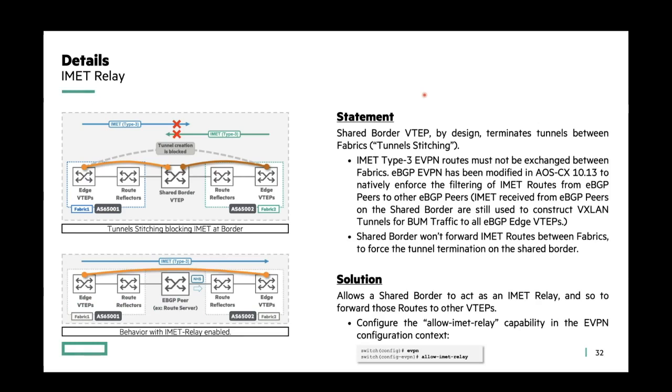So that's why a new command has been introduced in AOS-CX 10.13: allow IMET relay. This command, which has to be used in the VPN configuration context, allows the device to forward, as you can see on that diagram, the IMET type 3 routes received from a VTEP to another VTEP. And so the different VTEPs will be able to form VXLAN tunnels between them.